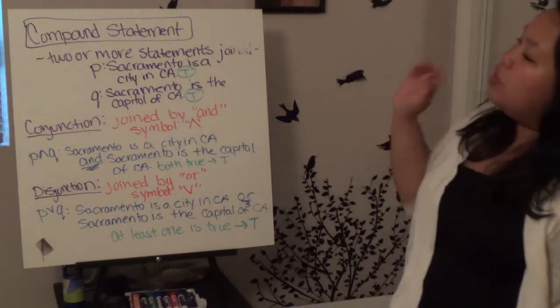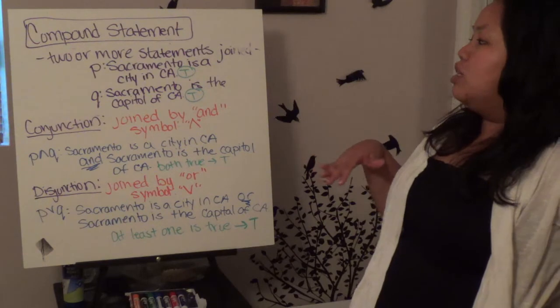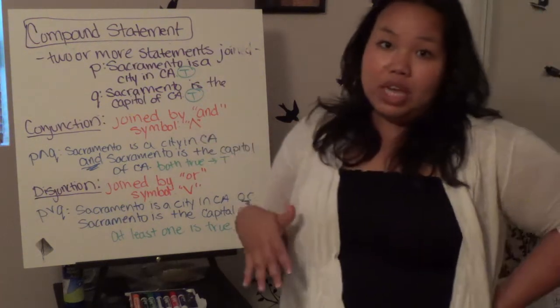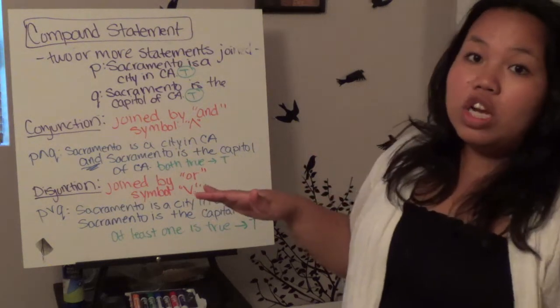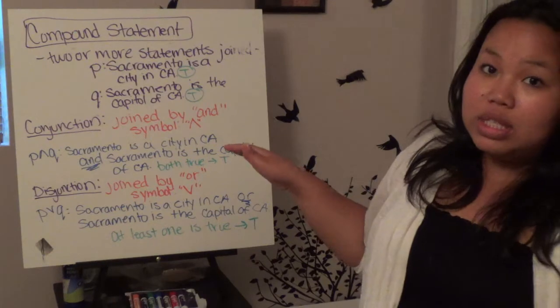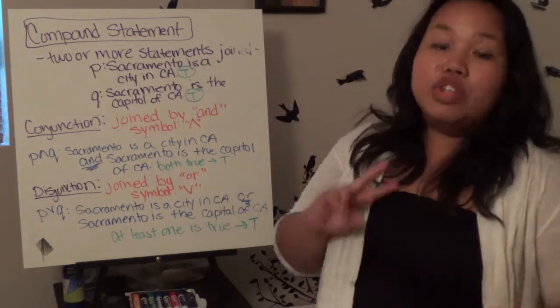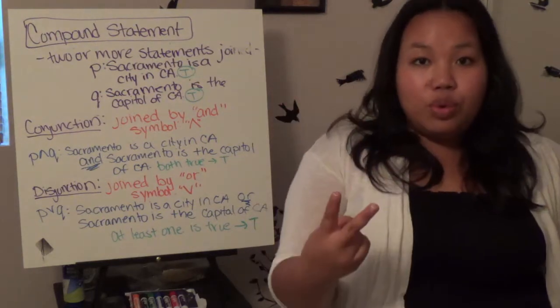Okay, the next one here is a compound statement. So basically it's two or more statements that are put together. When we originally talked about Sacramento is not in California, we're talking about just one sentence. Here we're talking about two or more sentences that we're going to put together. And there's two different ways that we can put it together. So first let's start with two different statements.